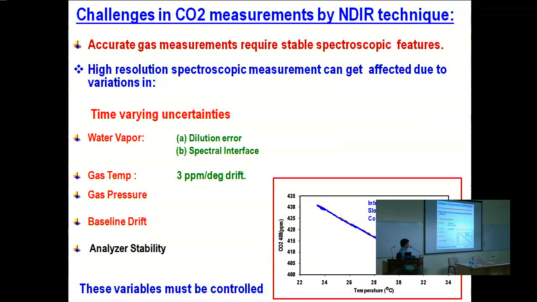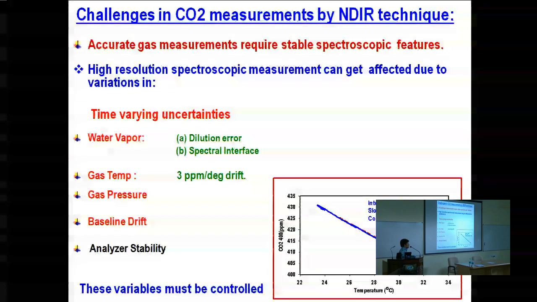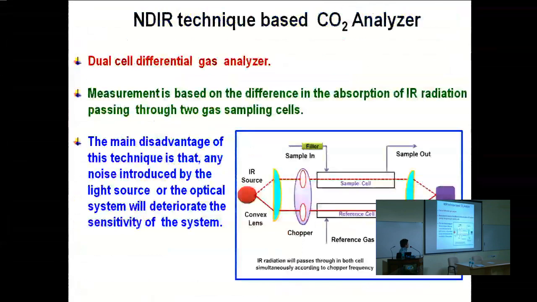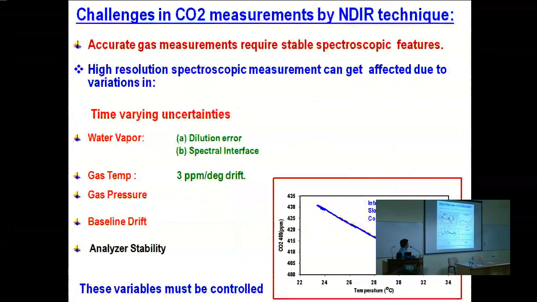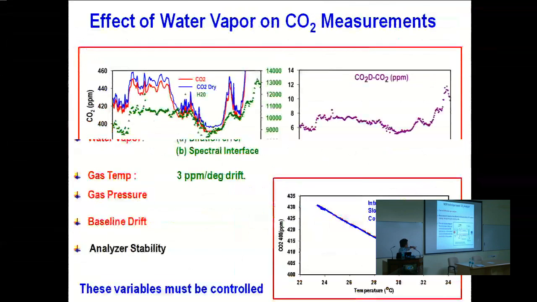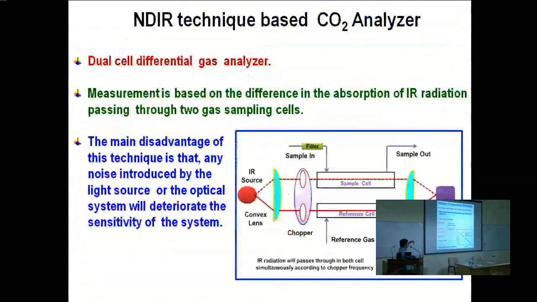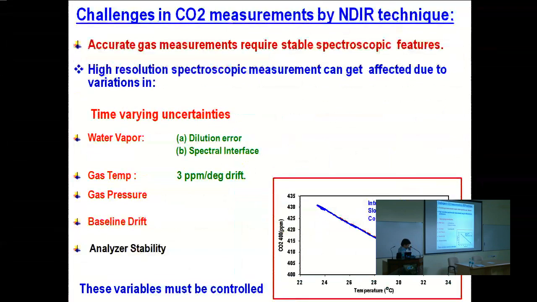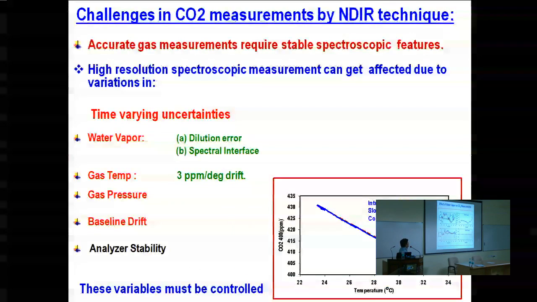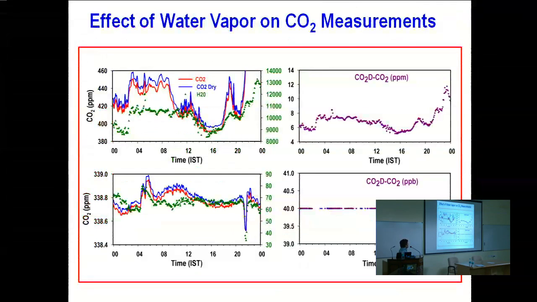So WMO has a recommended 0.1 ppm uncertainty, and it is 3 ppm. Due to this 3 ppm, we need to control all these variables for getting that 0.1 ppm uncertainty. So this is a previous slide. I told you that the dilution error can cause underestimation of the CO2 value.